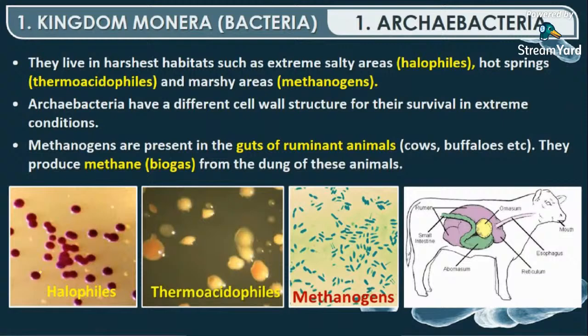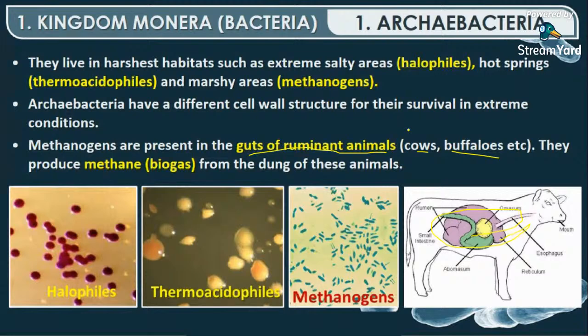So archibacteria have a different cell wall structure for their survival in extreme conditions. The first one is methanogens, and a very important point is that they are found in the gut of ruminant animals such as cows and buffaloes. In their gut, this bacteria called methanogens are found. The cell wall is made up of branched lipids.